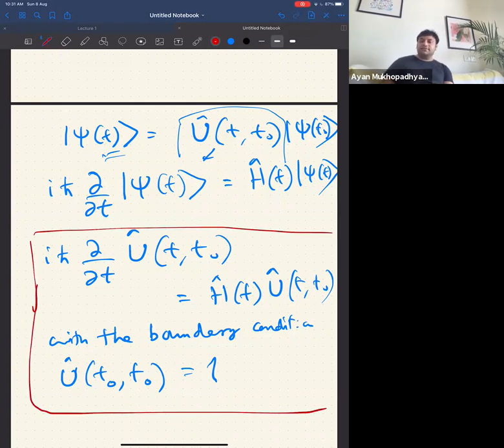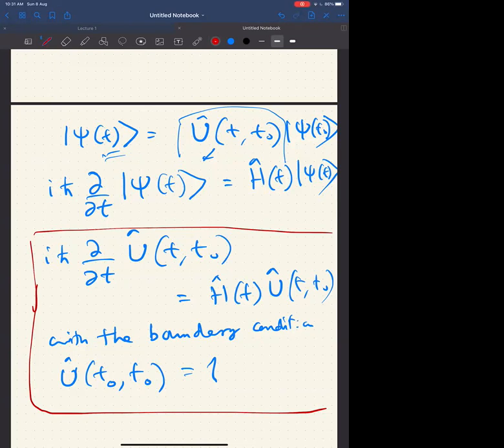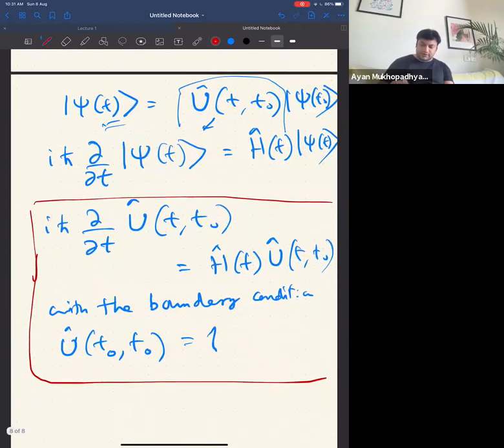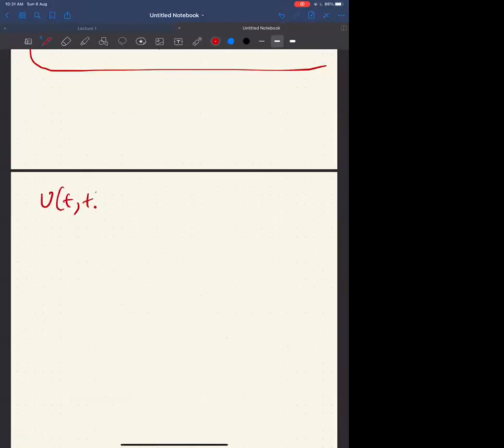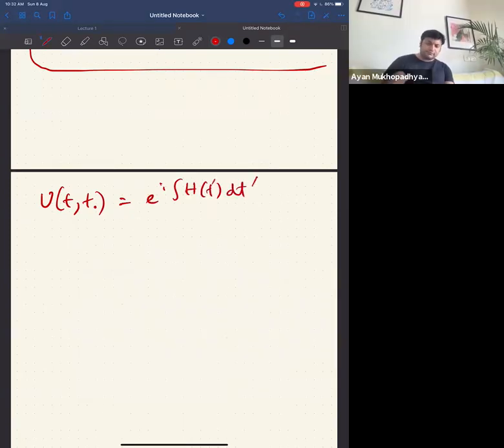Do you know how to solve it in general? If H was constant, it is simply e to the power minus i by h bar times H times t, right? But now this H is a function of time. Do you know the solution of this? Anybody? Sir, exponential raised to the integral of H(t') dt'. Sorry, can I know your name, please? So what is the suggestion again? Sir, exponential raised to the power i times the integral of H(t') dt'. I see. Is this correct?